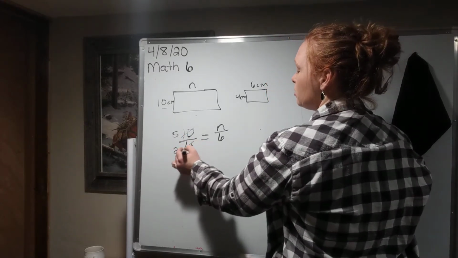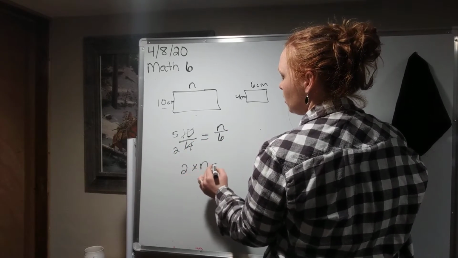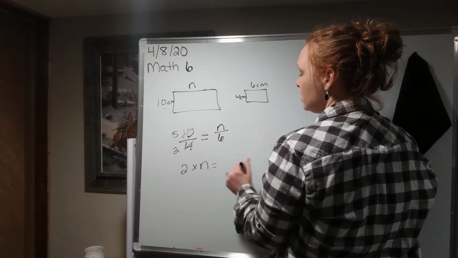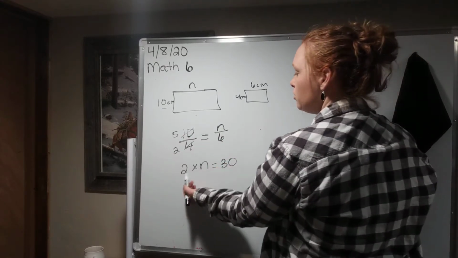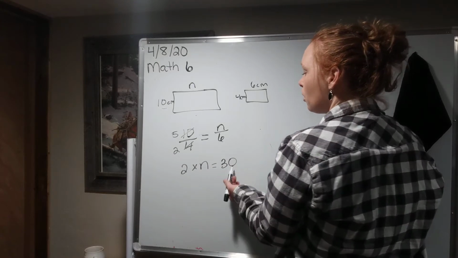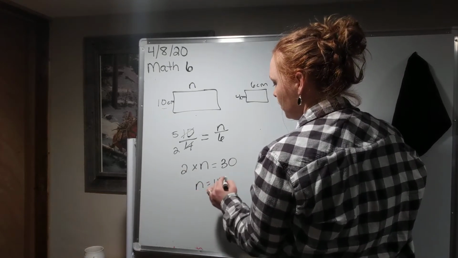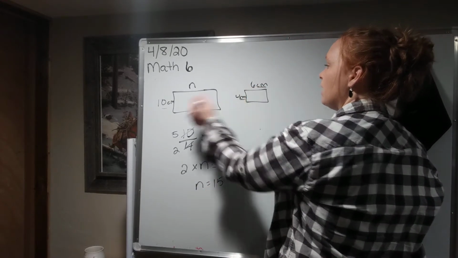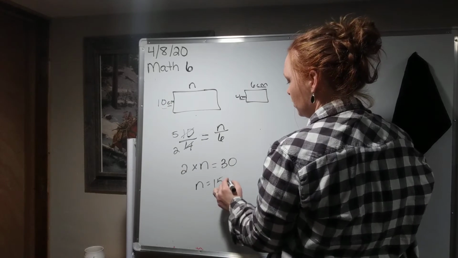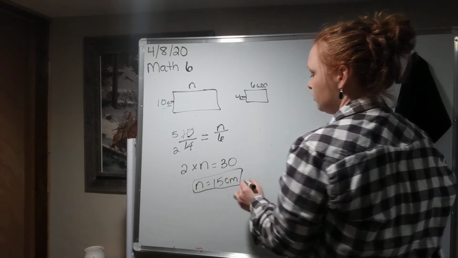And then I'm going to cross multiply and say that 2 times n equals 5 times 6, which is 30. And then 2 times what equals 30? Or 30 divided by 2. So n equals 15. Now, I need to make sure I'm using my measurements in my answer. 15 what? 15 centimeters.